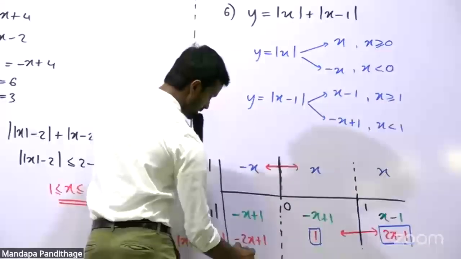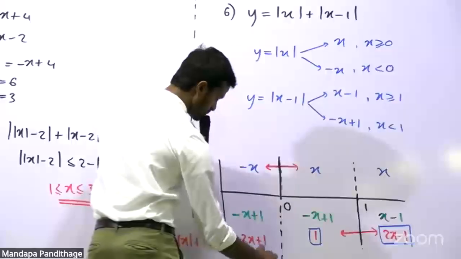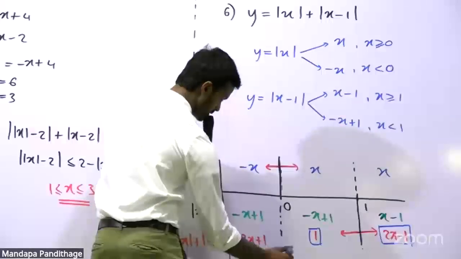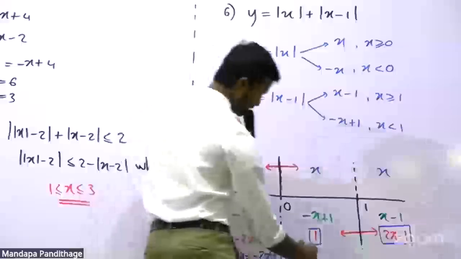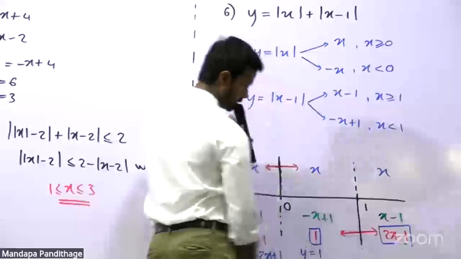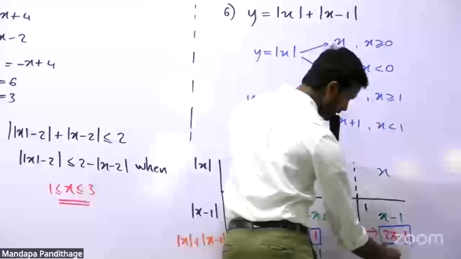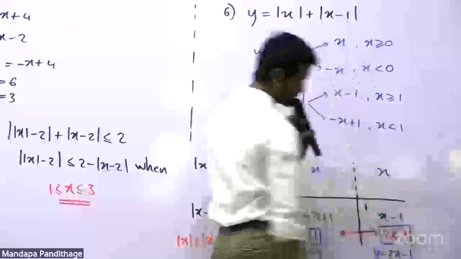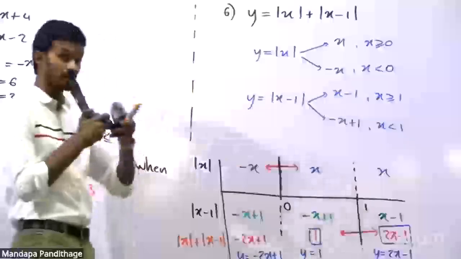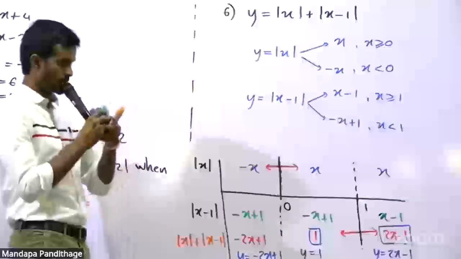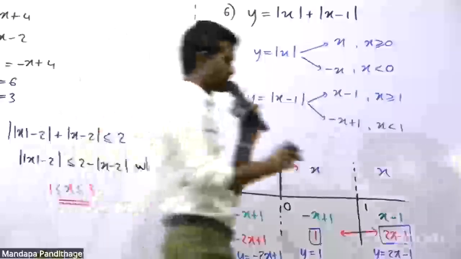In here, it's y equals minus 2x plus 1. Here, it's y equals 1. And here, it's y equals 2x minus 1. Okay, so now this is how you draw this.